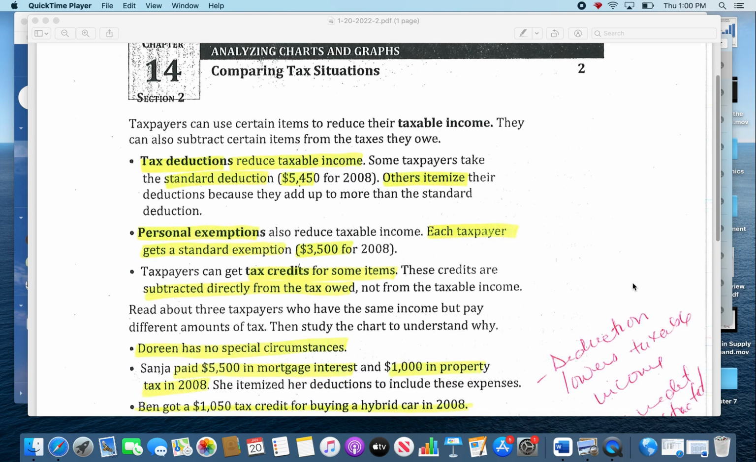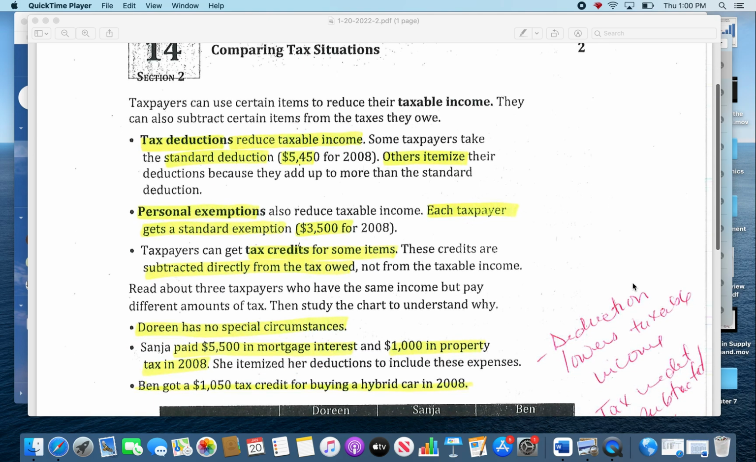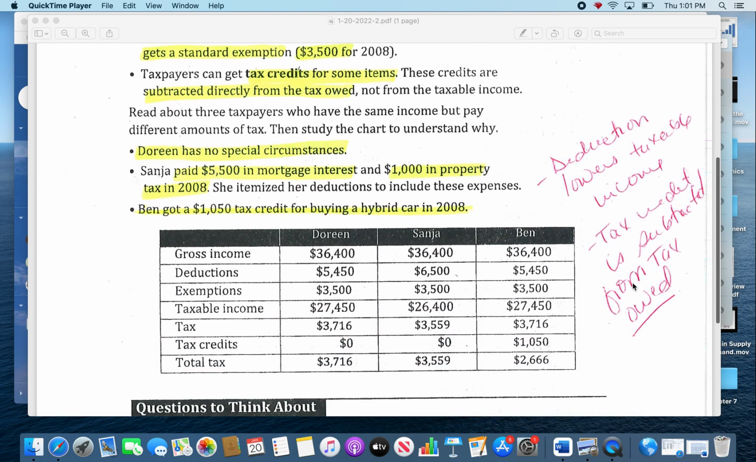Okay, I'm going to go over this comparing tax situations with you. And we're going to look at what tax deductions, personal exemptions, and tax credits are. So it says taxpayers can use certain items to reduce their taxable income. They can also subtract certain items from the taxes they owe. Looking at the chart down below.